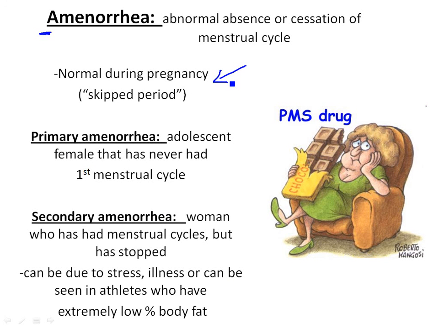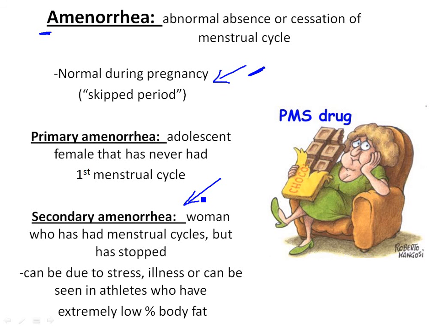Now, of course, you're going to hear about the rare female that has breakthrough bleeding during a pregnancy or fairly short but normal menstrual cycles. But 99% of the time, women do not have periods during their pregnancy. Primary amenorrhea means that the female never had a cycle. This could be a young girl who never has the first menstrual flow. Secondary amenorrhea, on the other hand, is a female who has had normal cycles, but they stop for some reason.